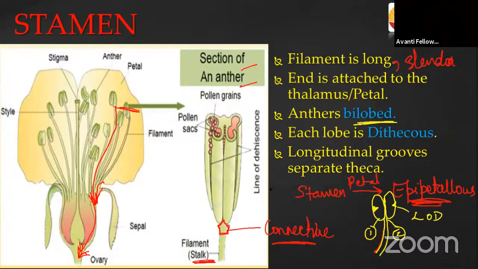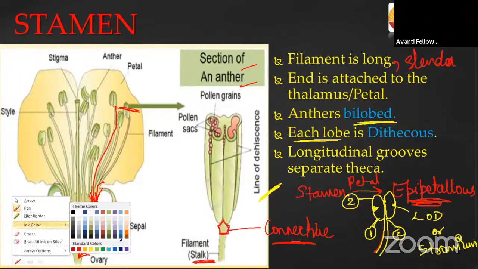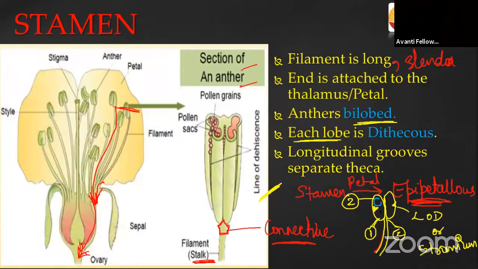Here they have given line of dehiscence, also called stomium. So stomium or line of dehiscence. So which is theca? See, this is theca. In one lobe, this is one theca, this is another theca. So there are two theca here. Inside the theca, there will be a pollen sac. So in one lobe there are two theca and two pollen sacs.